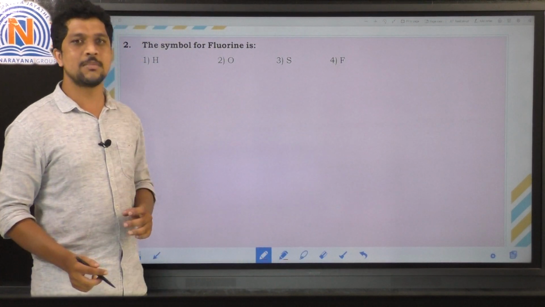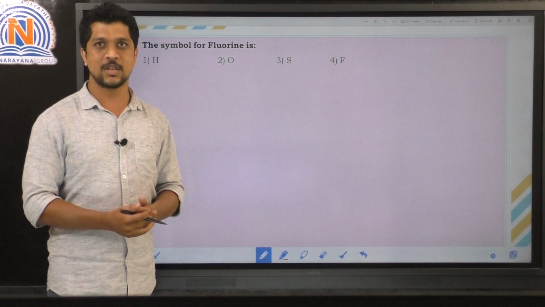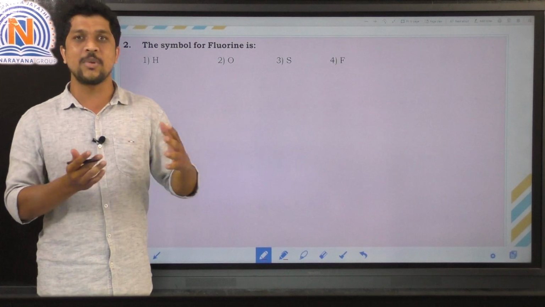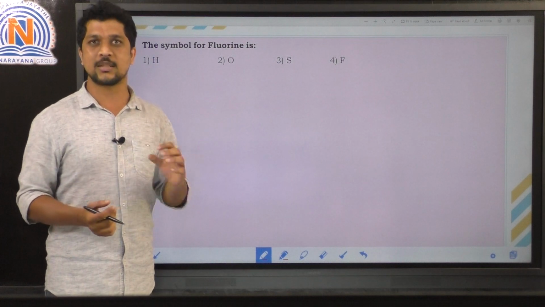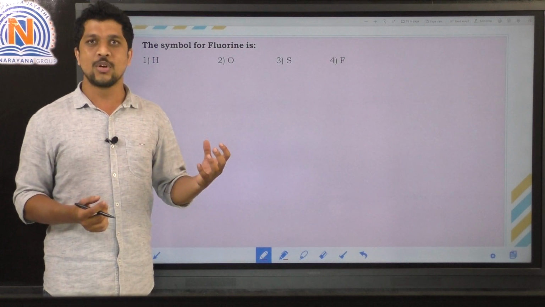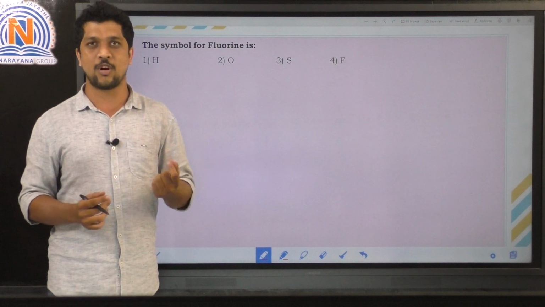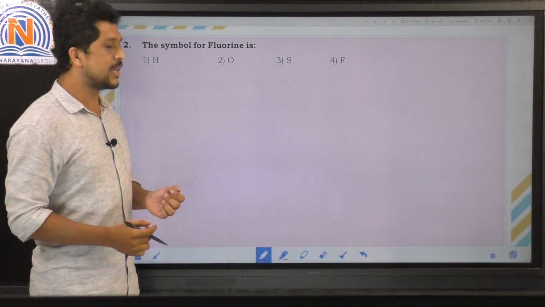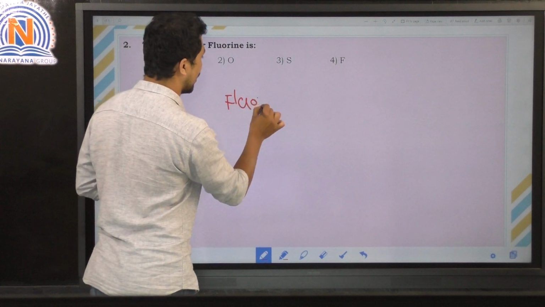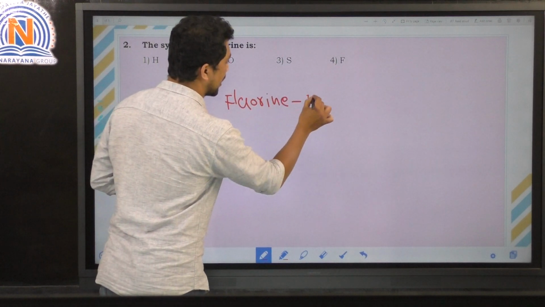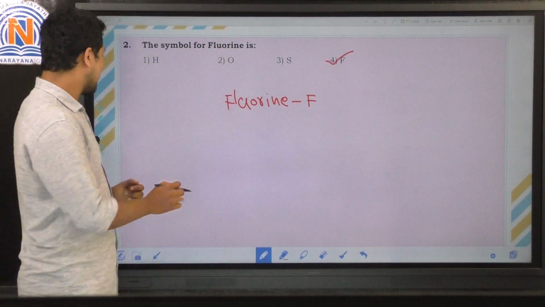Here the second question, the symbol of fluorine. We know that an element can be represented with the simplest representation, right? Whenever you perform a reaction, if you want to write a reaction, we cannot write the complete name of an element or the complete name of a molecule. So we represent with the simplest representation, that is the chemical symbol or chemical formula. So here the symbol of fluorine is F. So fluorine can be represented with capital F. So the correct option is the fourth option. Let's move on to the next question.